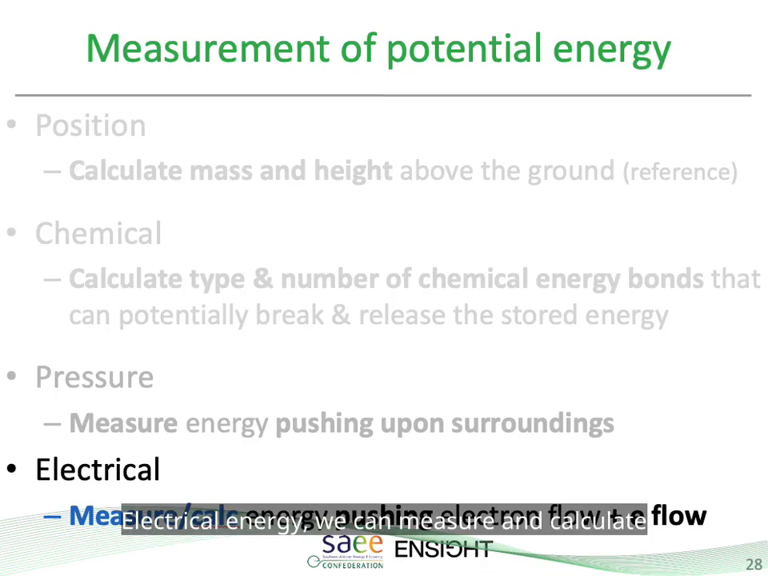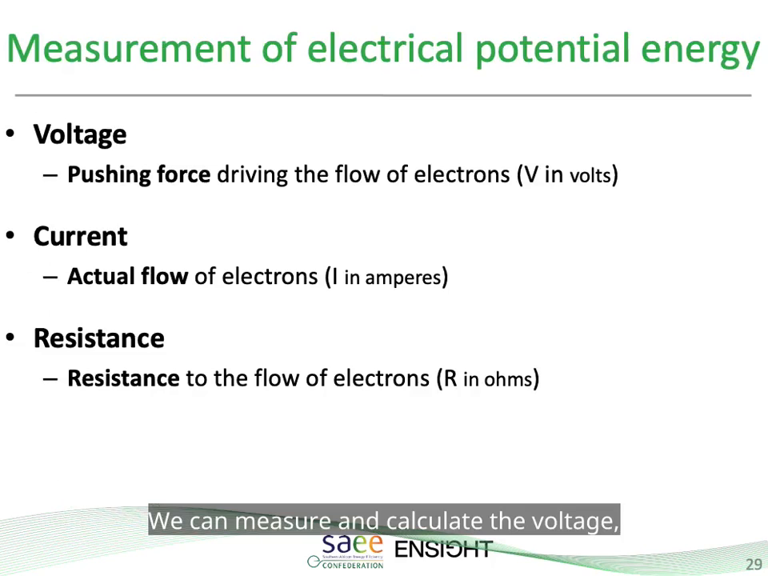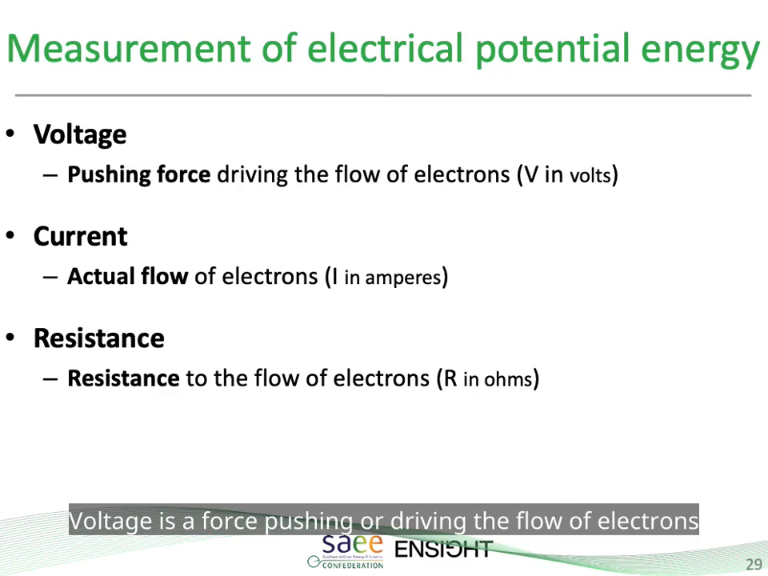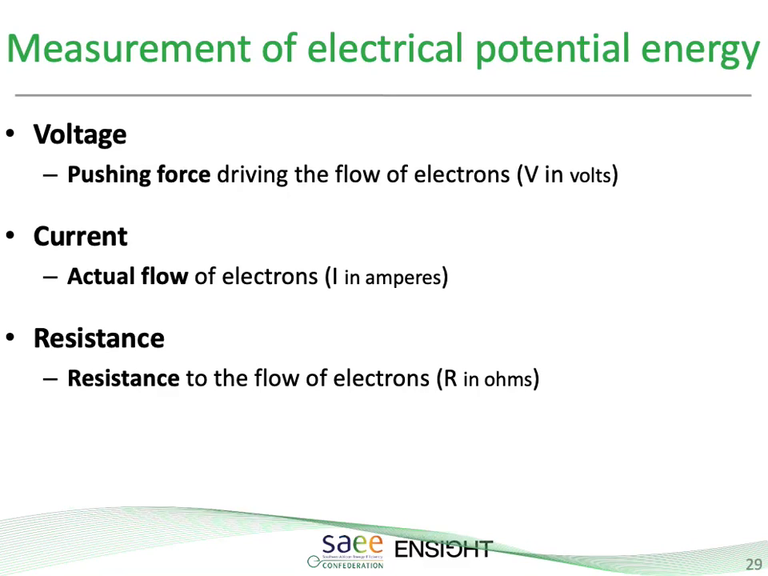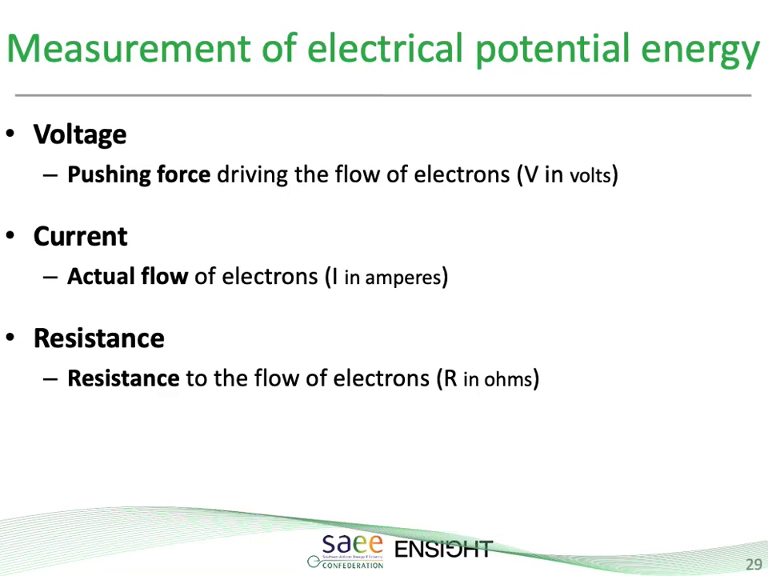Electrical energy: we can measure and calculate energy pushing electron flow. We can measure and calculate the voltage, current, and resistance. Voltage is a force pushing or driving the flow of electrons and is measured in volts. Current is the actual flow of electrons in amperes. And resistance is the resistance to flow of the electrons measured in ohms.